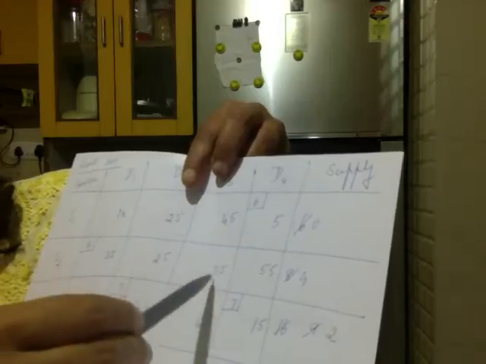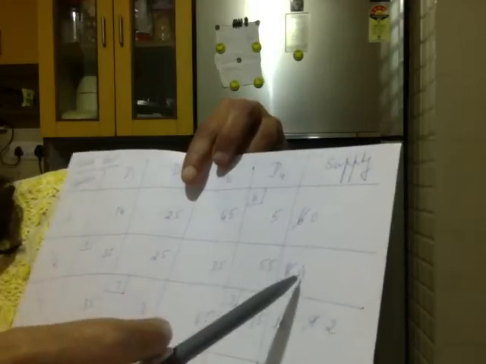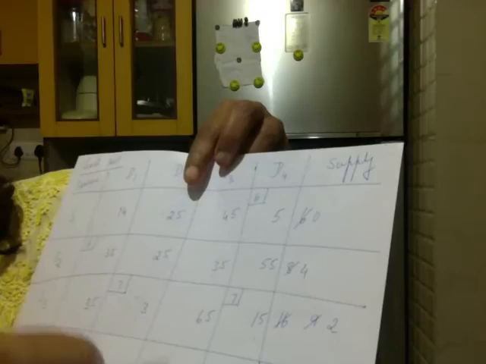Now we come to this 35. There is a supply of 4 here and a requirement of 6. We give 4 units here. S2 to D3, we give 4 units. D3 requires 2. S2 supply becomes 0.